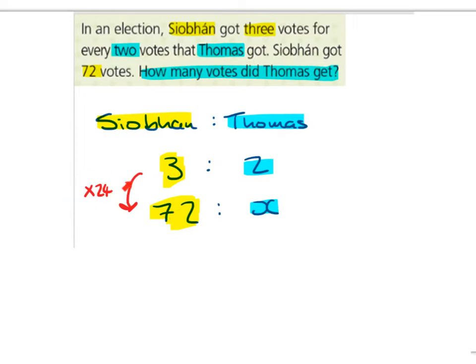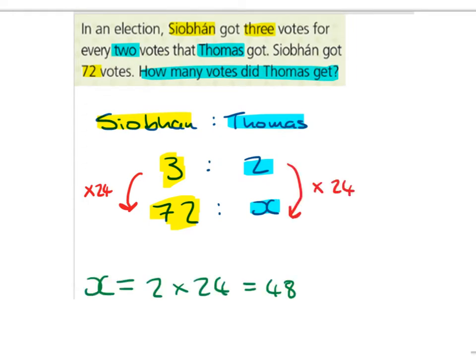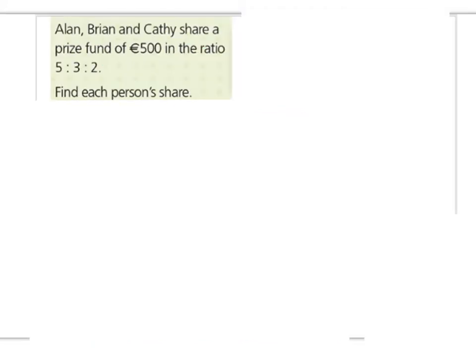So 3 multiplied by 24 gives us 72. So what we do to the left, we must do to the right. So we're going to do 2 multiplied by 24. And 2 multiplied by 24 is 48. So X is equal to 2 times 24, which is 48. Therefore, Thomas got 48 votes.